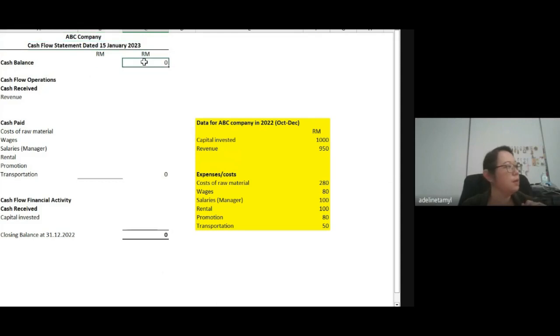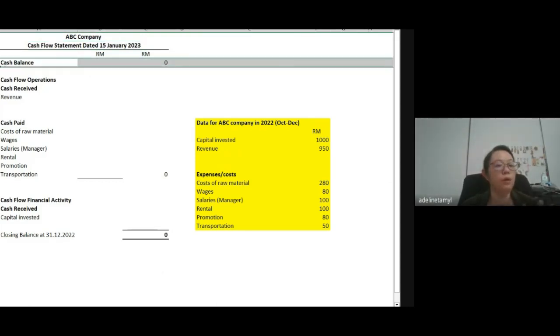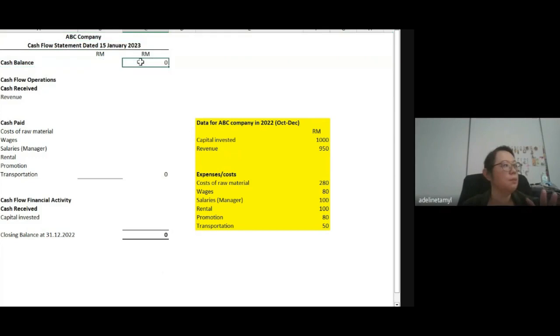So for the cash balance, definitely a new company, you don't have cash brought from the previous month. You don't have cash that you bring from the previous month, so it's zero. So first, cash received. What are the cash that received? Revenue, for example. Refer here. Cash received, revenue. Next, what else? You have to add in, refer here, cash that you paid.